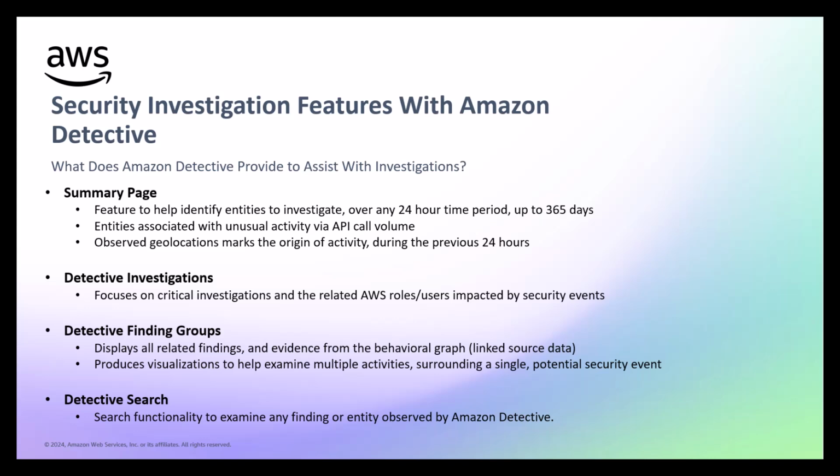The last feature Amazon Detective provides is the search capability. With this feature, you can search for any finding, i.e. GuardDuty finding, or entity, which is listed above. Wildcard characters are permitted, as well as IP addresses.